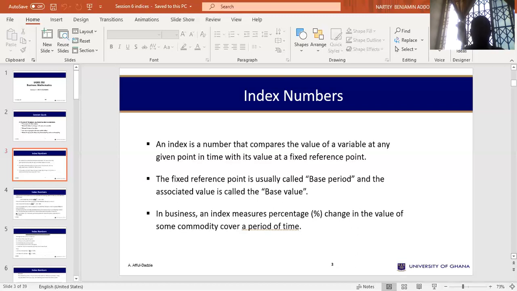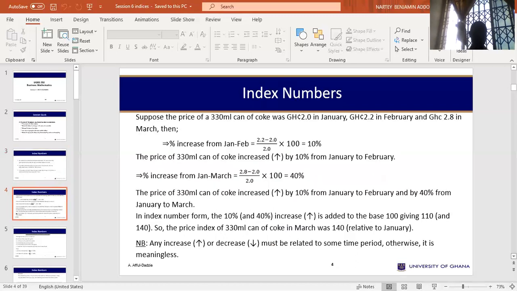Okay, so we need to calculate these simple index numbers, but before that, let's look at examples of a price index. We have what we call the consumer price index.